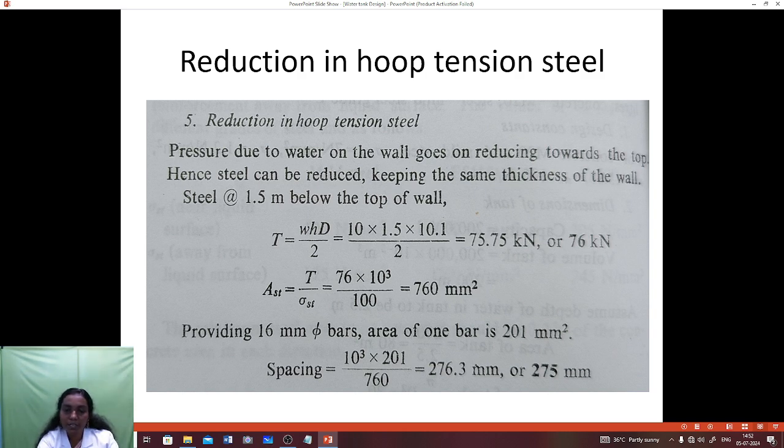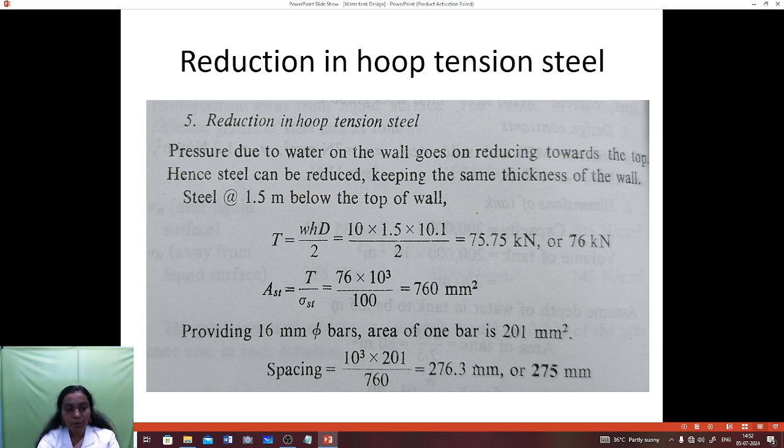Hoop tension is 75.75 kilonewton. We round off the value to 76 kilonewton. Okay. Then find the area of reinforcement. Already you use this formula: area of reinforcement equal to tension divided by sigma st. In the previous step we found the hoop tension, 76 into 10 to the power 3. Sigma st value we already know, divided by 100, is equal to 760 mm square.